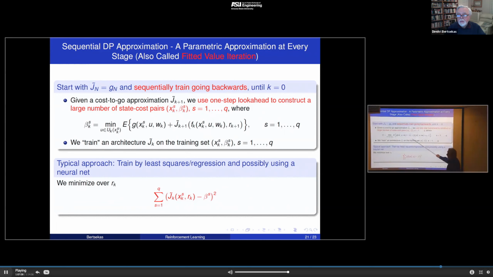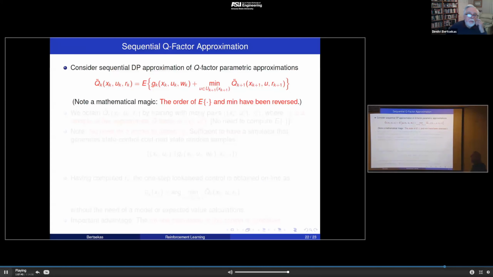Of course, it may be that you're lucky and you have an easy problem for which this is possible. Okay, so how are we going to circumvent this? Well, here's where Q factors can come into play. We have talked about approximating cost functions, but Q factors are also cost functions. They are the costs of state action pairs. So we might as well approximate Q factors and do the same thing, go backwards starting from the end. So this slide is about sequential Q factor approximation.